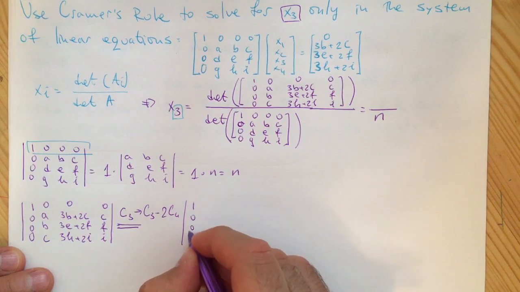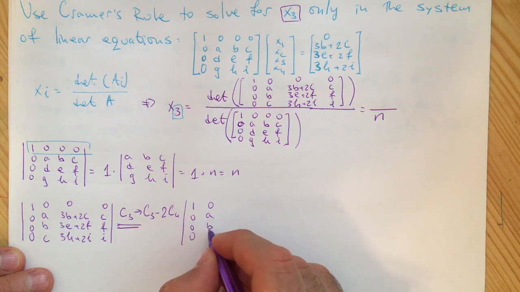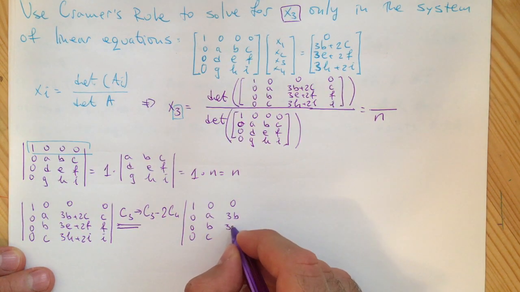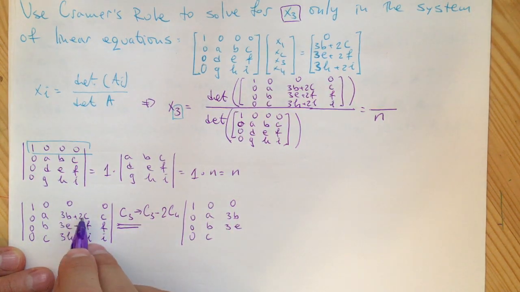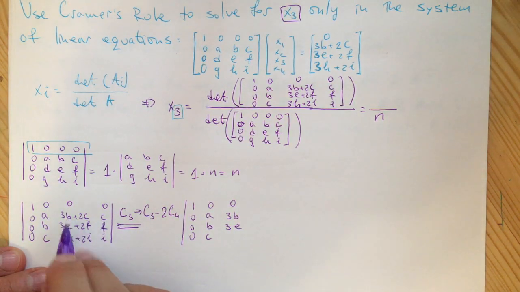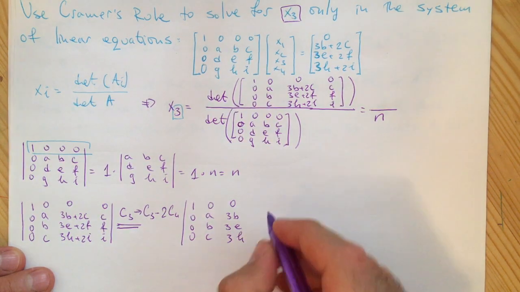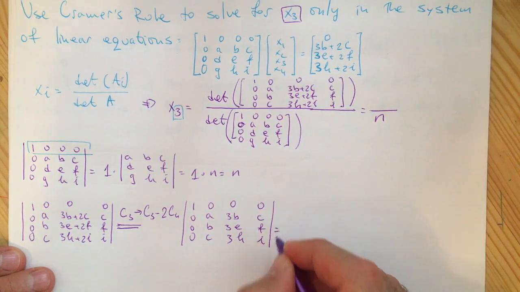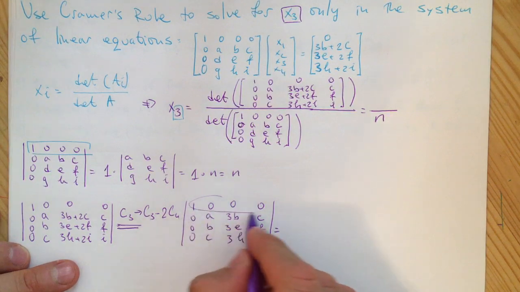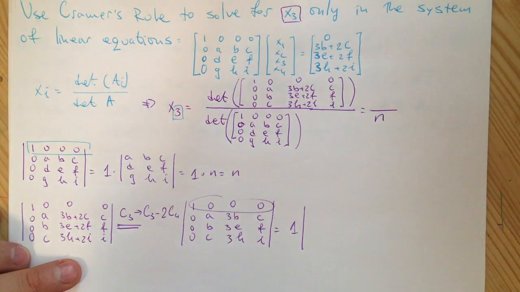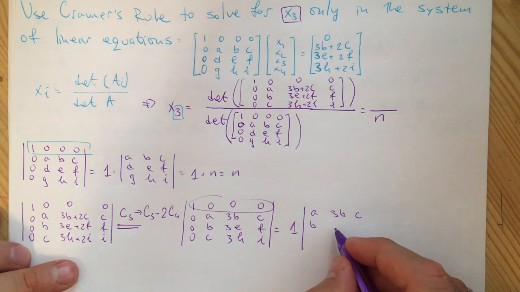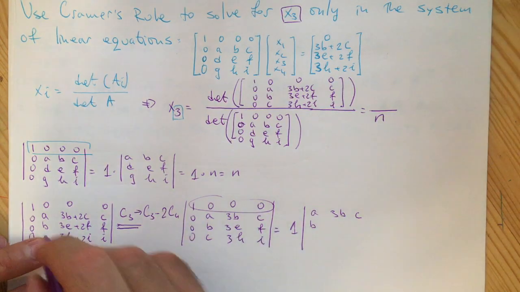and I get 1, 0, 0, 0, 0, A, B, C, 0, 3B, 3E, right, 3B plus 2C minus 2C, that's only 3B, so 3H, and then 0, C, F, I. If I do cofactor expansion about the first column again, I get 1 times the determinant of this submatrix here, A, 3B, C, B, this is D, I'm sorry.